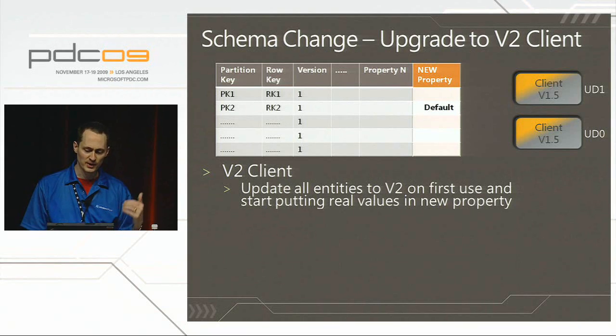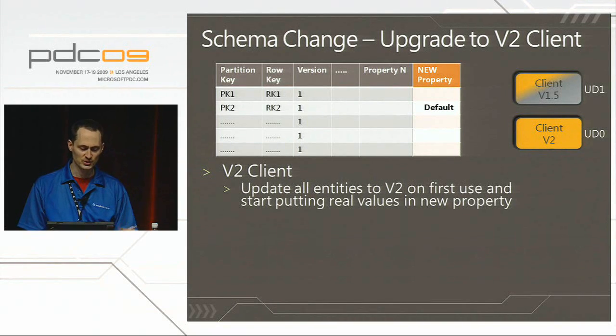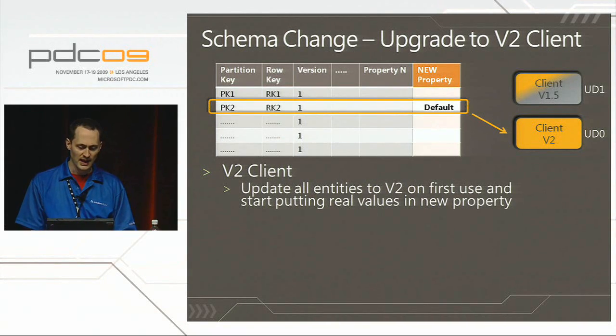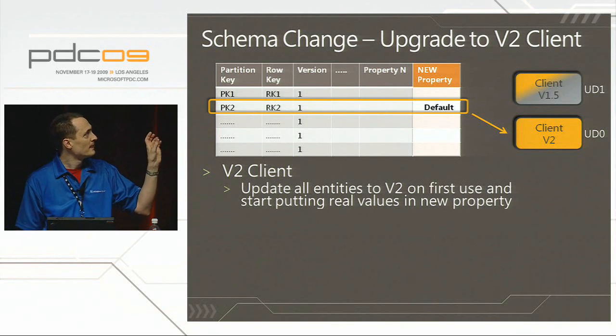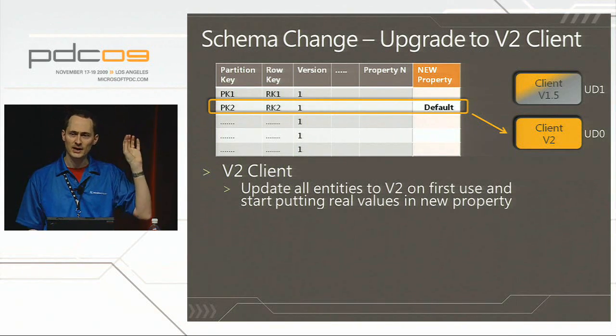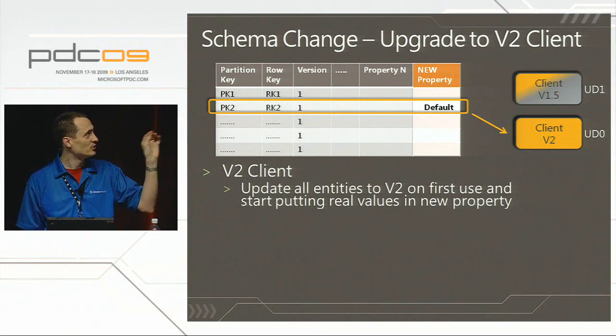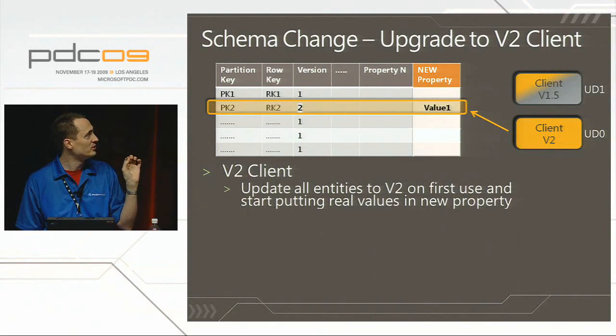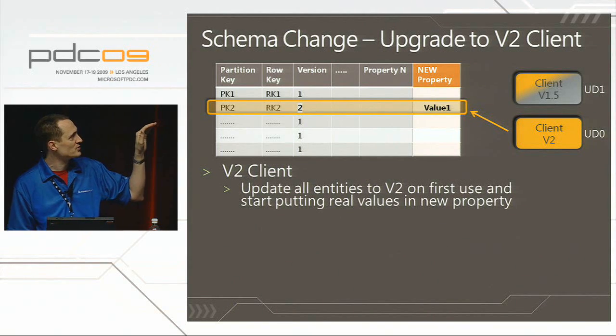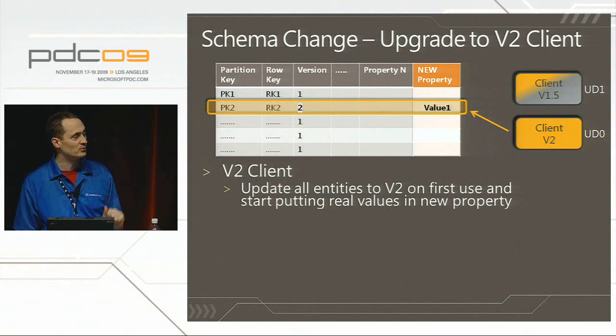So we do an upgrade of domain 0 to the version 2 client. And what it does is when it takes this entity, it knows that, OK, it's a version 1. I want to convert it to a version 2 entity and start using this new property value. So it can go ahead and do that. So we see a version 2 here and a real value in the new property.